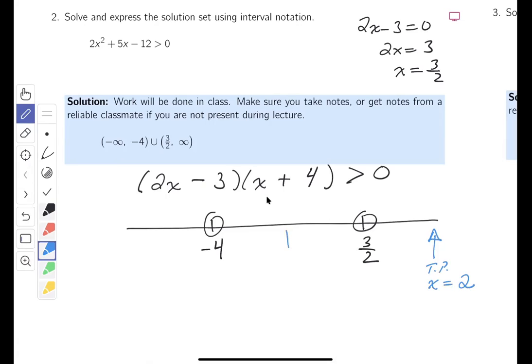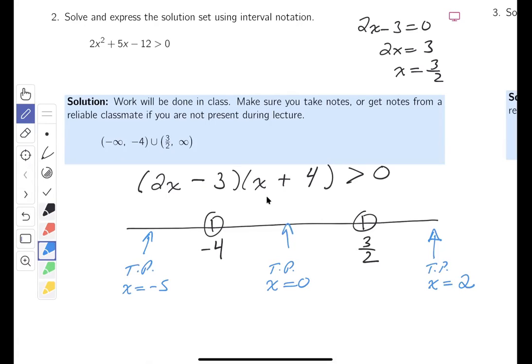Let's do this one. What's a good test point between minus 4 and 3 halves? I would say a good test point here would be x equals 0. Let's go over here. What's a good test point over here? Below minus 4, I would say x equals minus 5 would be a good test point. All we're doing is analyzing the sign of it. It's called sign analysis.